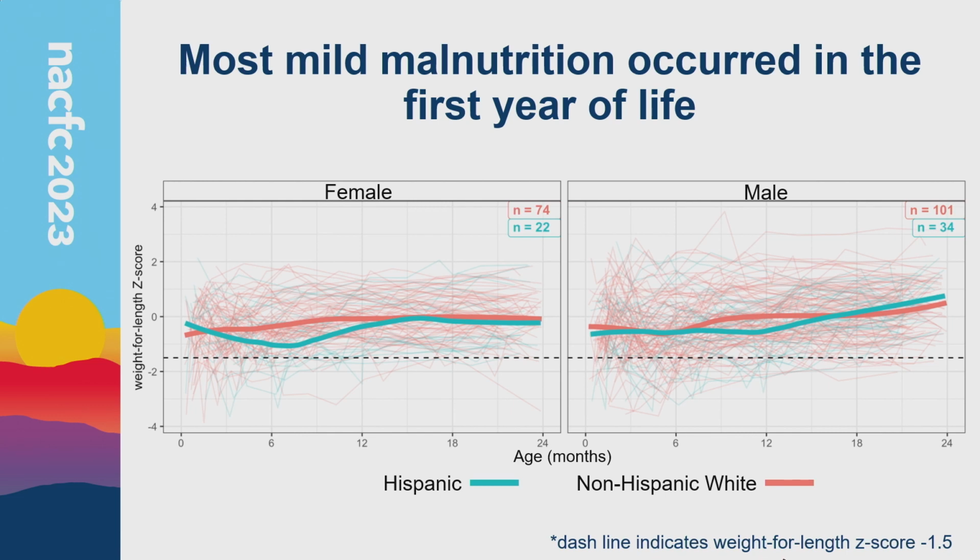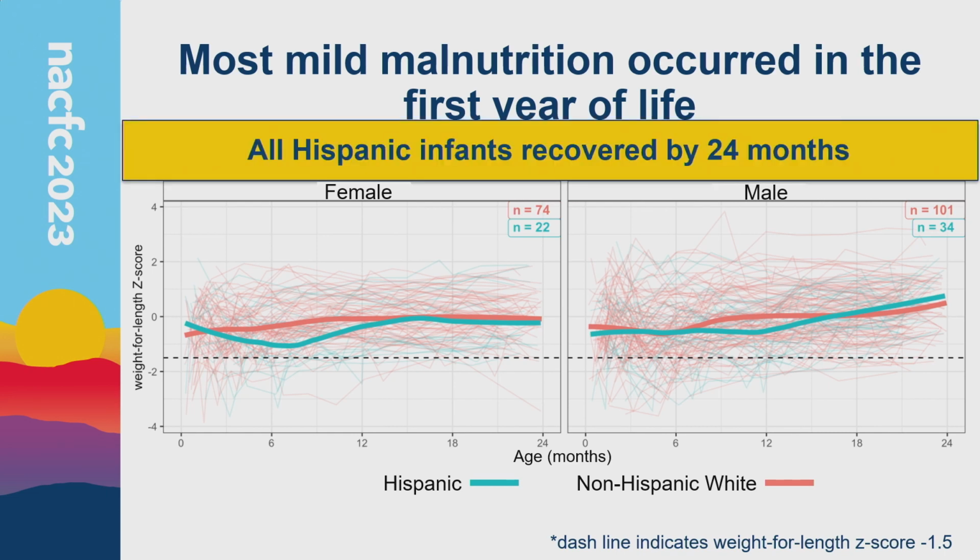So in our study, Hispanic infants with cystic fibrosis were more likely to have mild malnutrition, defined as a Z-score of less than -1.5, which is the dashed line. Particularly for females, there is a difference in weight for length Z-scores. And looking at the individual data below the dashed line, there's a disproportionate difference between Hispanic and non-Hispanic white people with CF. We found that this more commonly occurred in the first year of life, especially in the first 6 months of life. But luckily, all Hispanic infants with malnutrition recovered by 24 months of life.